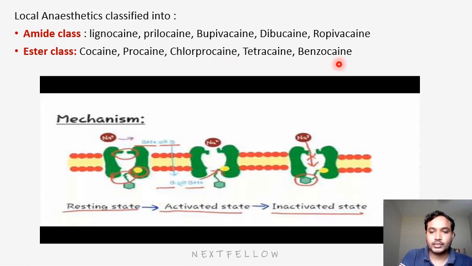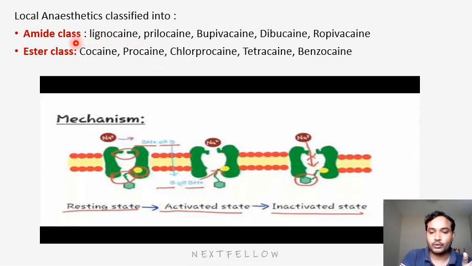An easy way to remember is that in the amide group the drug names have two I's. If you see lignocaine, here one I, here one I. Similarly prilocaine double I, bupivacaine double I, dibucaine double I, ropivacaine double I. So all these drugs have two I's in their name. If you see the ester group, it will have only one I. So that's a major difference. You can easily remember it by the name itself.